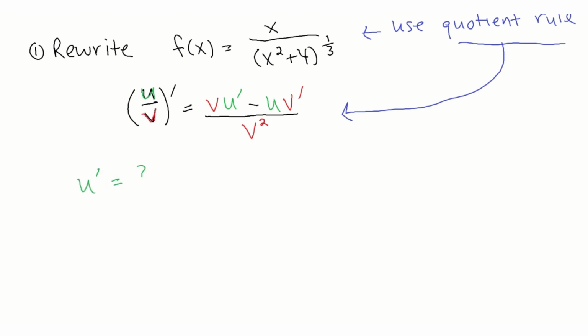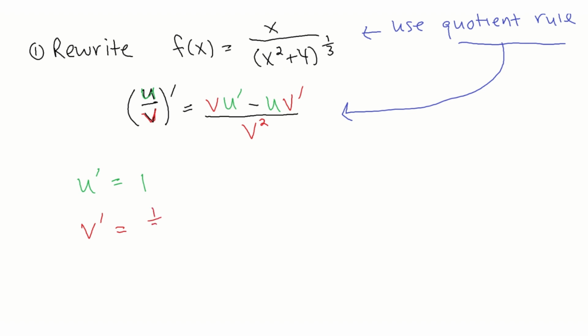What's the derivative of the top function? The derivative of x is simply 1. Now use the chain rule to find the derivative of the bottom function. The outer function is the power of 1/3, and the inner function is x squared plus 4.